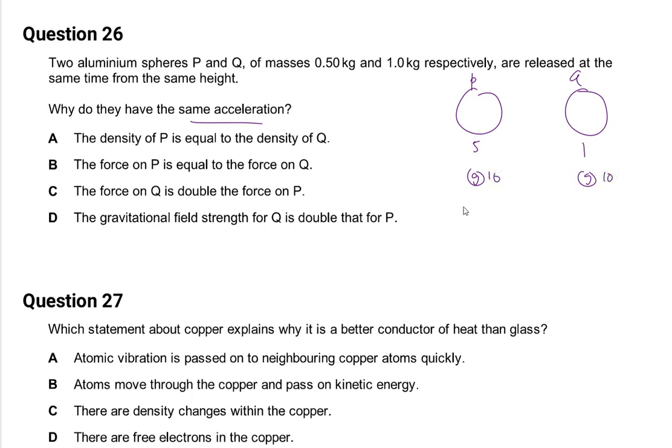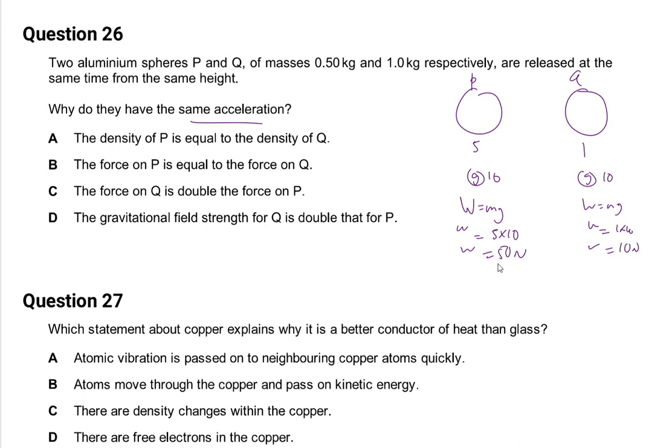So what is different? Let's have a look. Weight is mg. So gravity is the same, that's 10. So let's take a look. This is going to be 5 times 10, 50 Newton. This is going to be 1 times 10, so this is going to be 10 Newton.